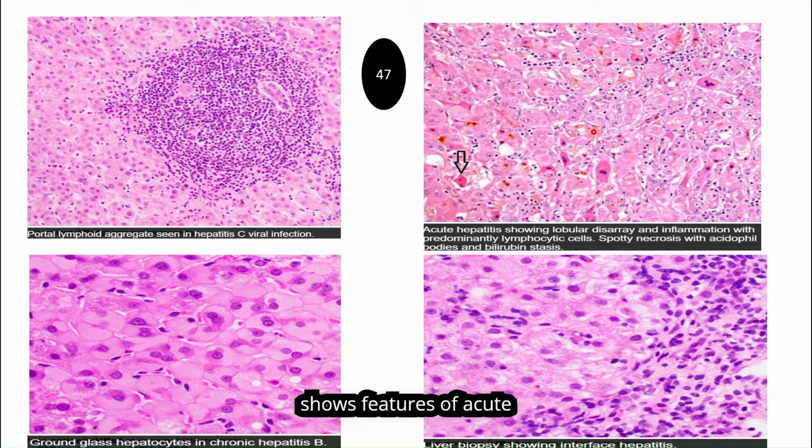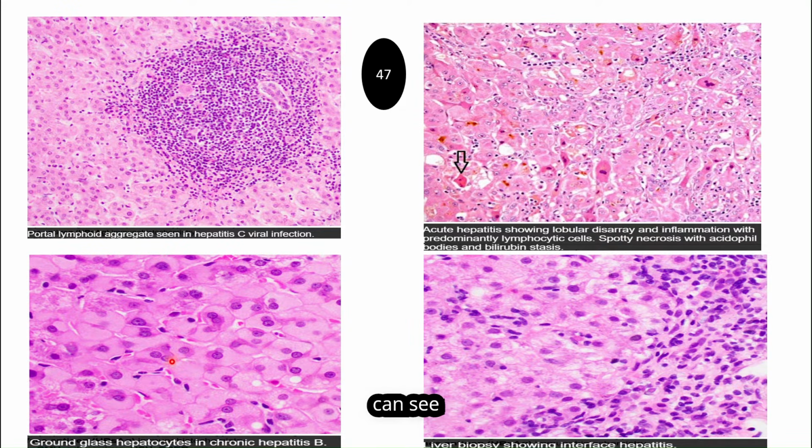This slide shows features of acute hepatitis, showing inflammatory cells with predominantly lymphocytes, and this arrow shows acidophil bodies, and this orange appearance is of bile pigment. So these are the features of acute hepatitis.